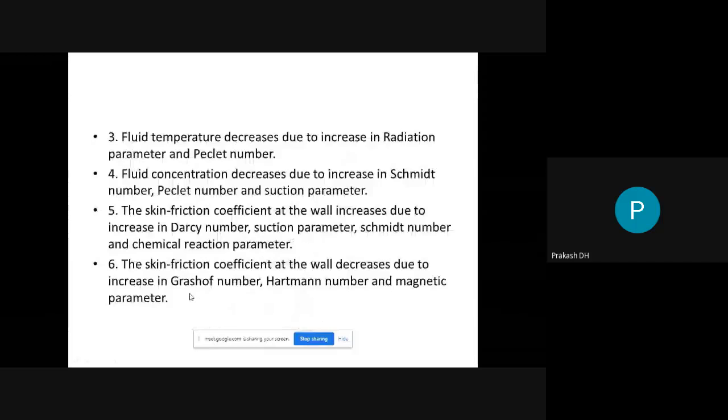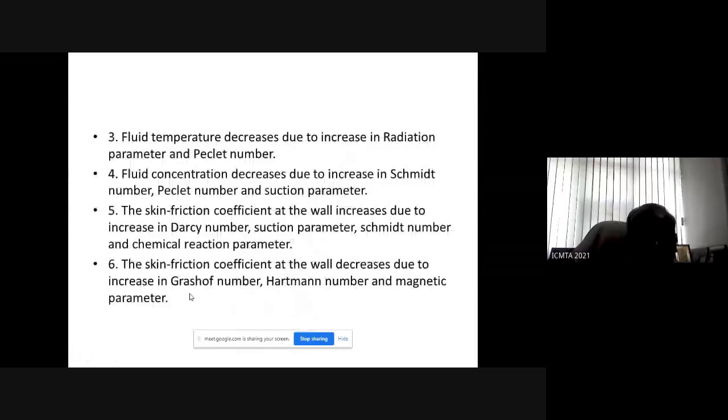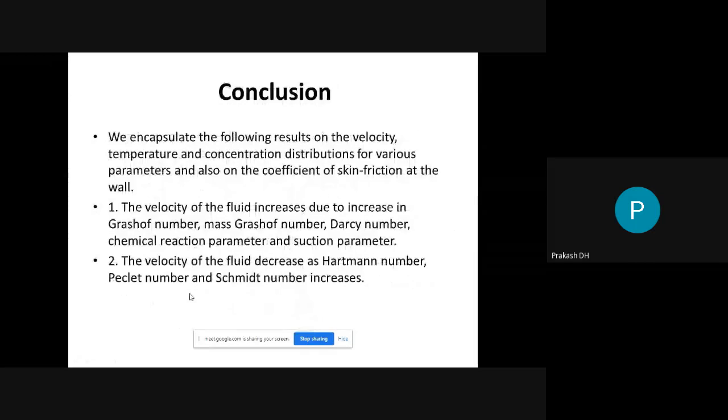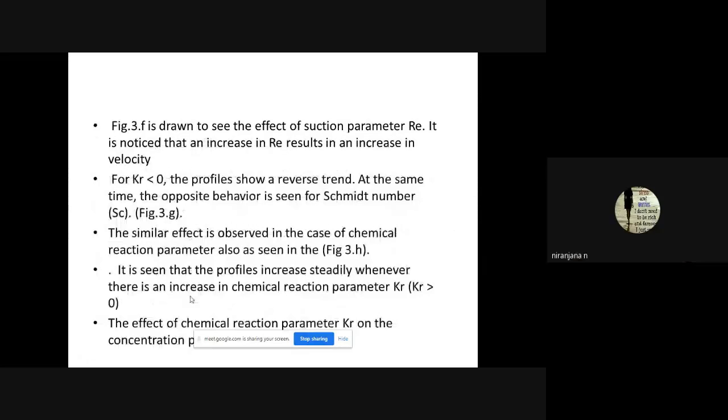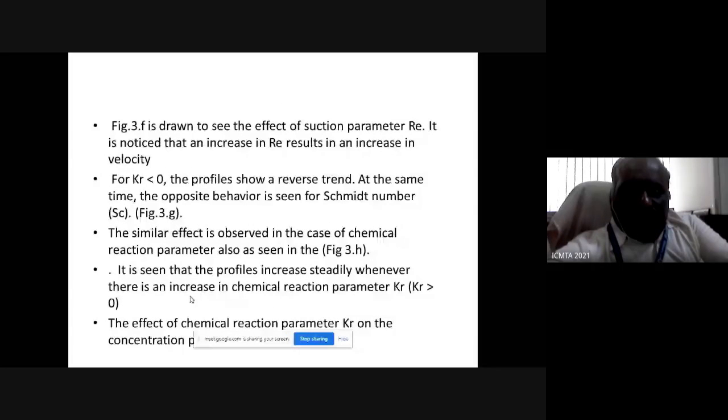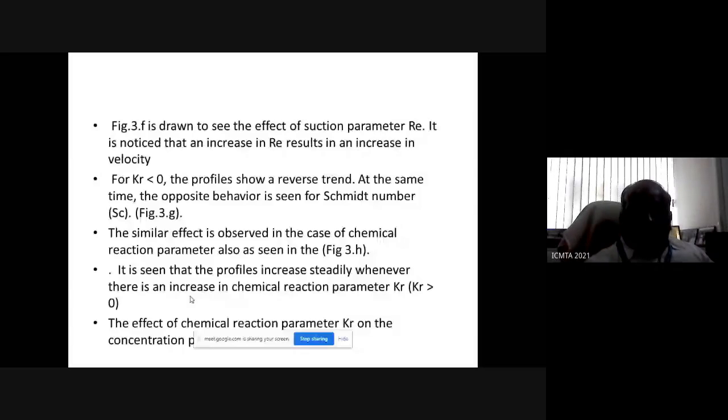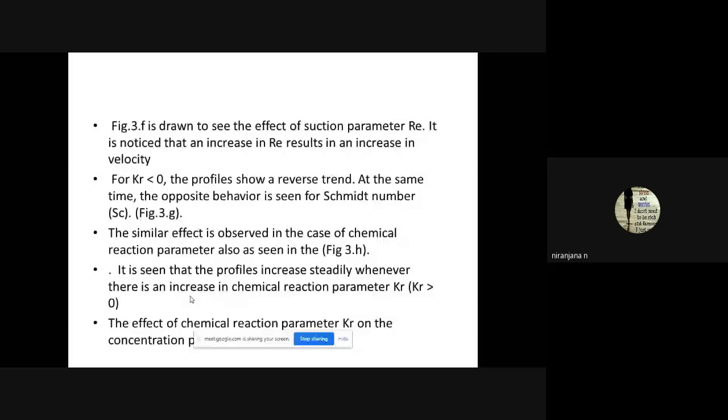Niranjana, what is the characteristic of the Peclet number? The definition of the Peclet number you have used in your problem. What is it?